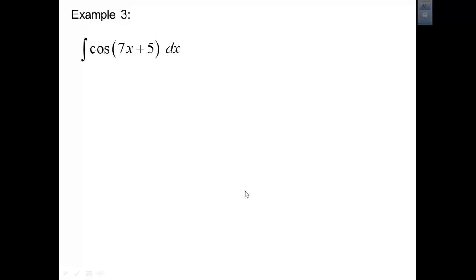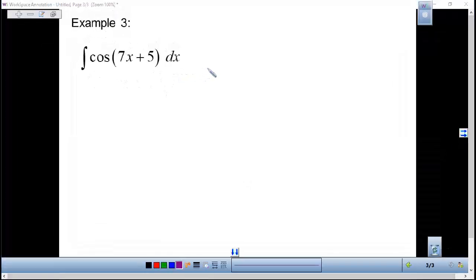All right, for example 3, once again, we're looking at something inside of another thing, and that's where we typically are going to want to use the u substitution. So we've got the cosine of 7x plus 5, and we're taking the integral of that. So u in this case is going to equal 7x plus 5, and that makes du equal to 7 dx.